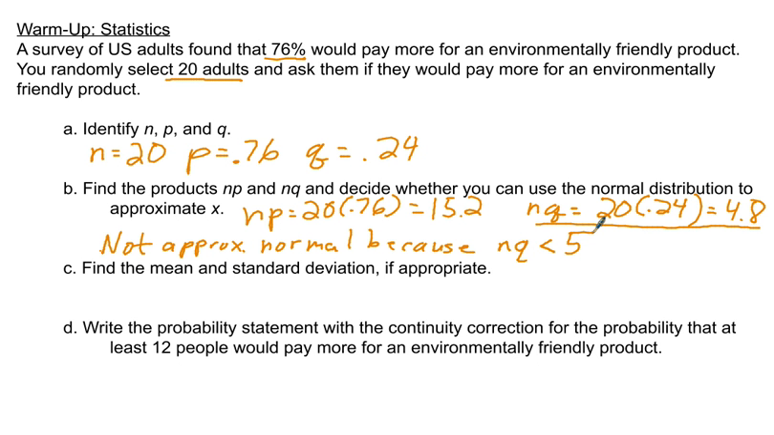And part D, we couldn't find probabilities with this situation, again, because it is not appropriate to use the normal distribution in this situation. Just a quick practice on D, though, in the case that we would be able to find the probability. The probability statement with the continuity correction for the probability that at least 12 people, well, that would be the probability that x is greater than or equal to 12. Right? The continuity correction on that, looking at greater than or equal to 12, would be the probability that x is greater than 11.5. Again, it doesn't make sense to find the probability because this is not approximately normal, but that's just extra practice with the continuity correction.